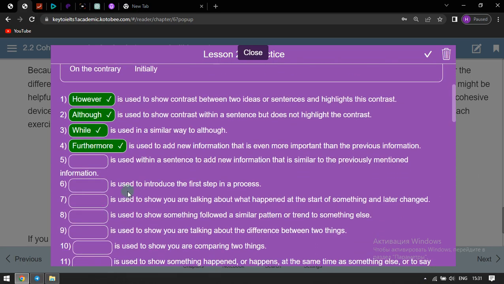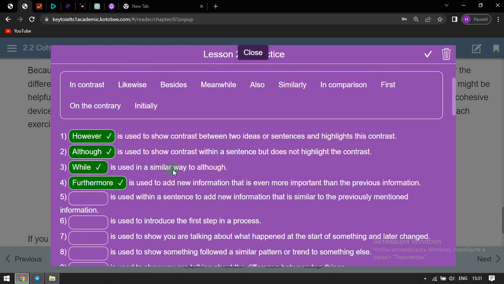Furthermore, is used within a sentence to add new information. Gap ichida ishlatilar ekan, yangi informatsiya qo'shish uchun. That is similar to the previously mentioned information. Oldinroq aytib o'tilgan ma'lumotga o'xshagan holatda ekan va yangi ma'lumot qo'shish uchun gapimiz ichida ishlatilar ekan. All right. Similarly, shunga o'xshagan holatda, right?